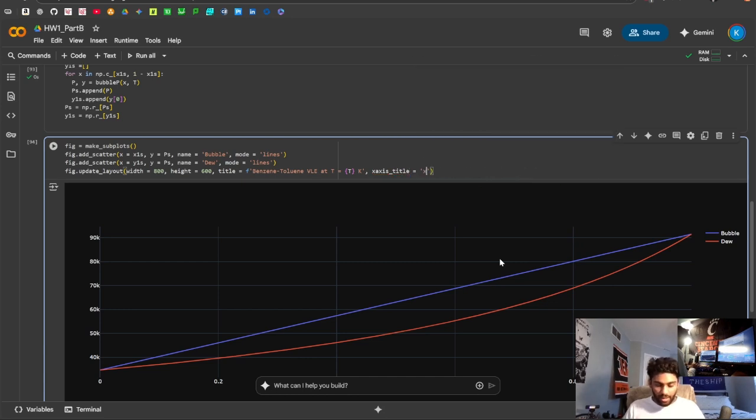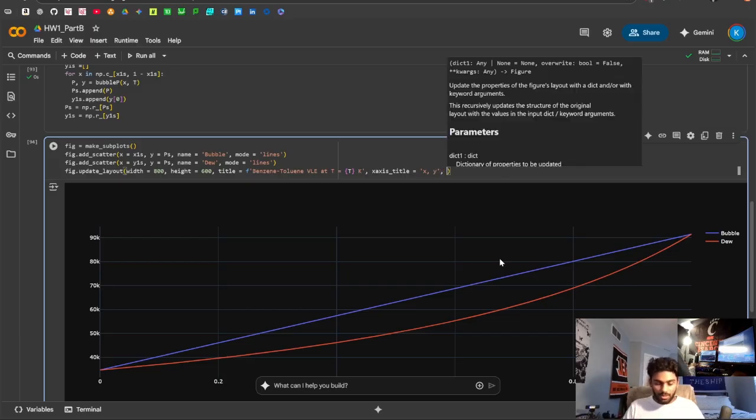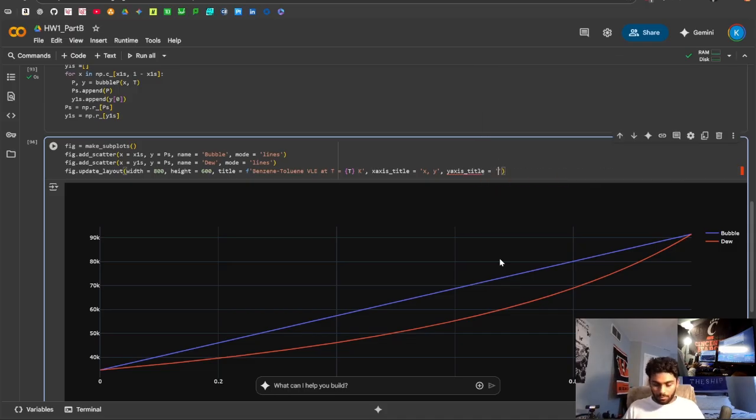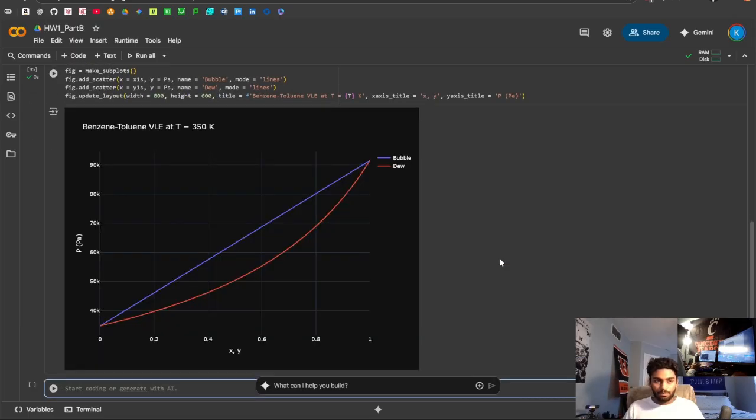We'll make this x comma y. These are our vapor phase and liquid phase mole fractions. Our y-axis will be our pressure, so P in pascals. And there we go. We have a nice vapor liquid equilibrium graph for our benzene toluene system at temperature equals 350 Kelvin based on our pressures and our mole fractions in each phase.